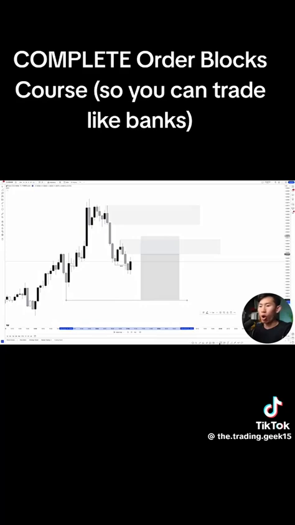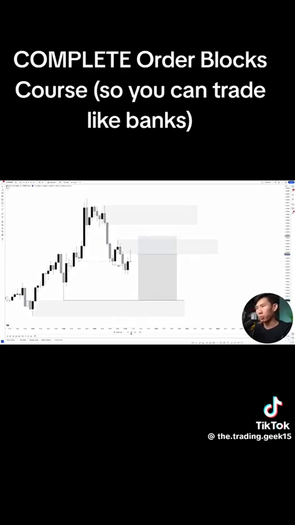Or you can even target the opposing order block, right? The next order block, which could potentially be this area right here. This is the next order block, right? So all in all, both of these look exactly the same. So let's say you decide to go for a risk entry right there. Let's see how this plays out.